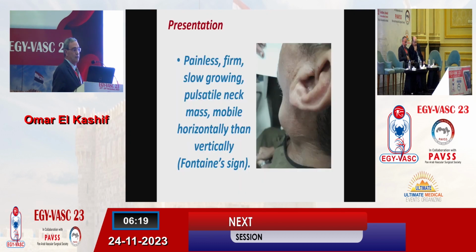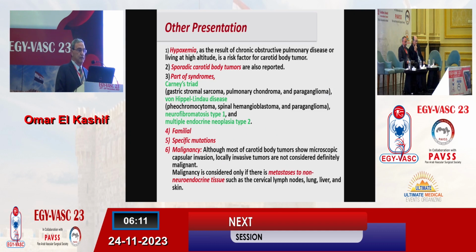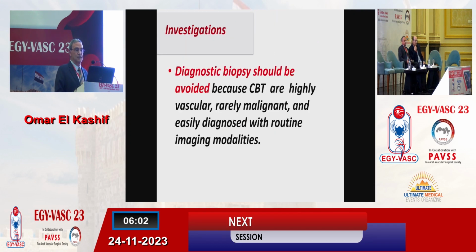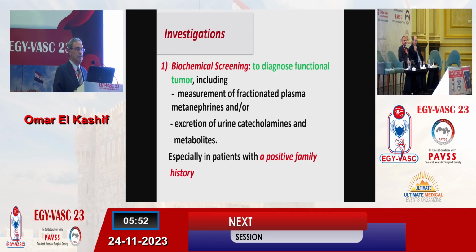Carotid body tumor presents as a painless, firm, slow-growing, pulsatile neck mass, mobile horizontally. It can present with hypoxemia, or as sporadic cases, or as part of a syndrome, familial, with a specific mutation, and malignancy. Diagnostic biopsy should not be done because it is highly vascular and rarely malignant.